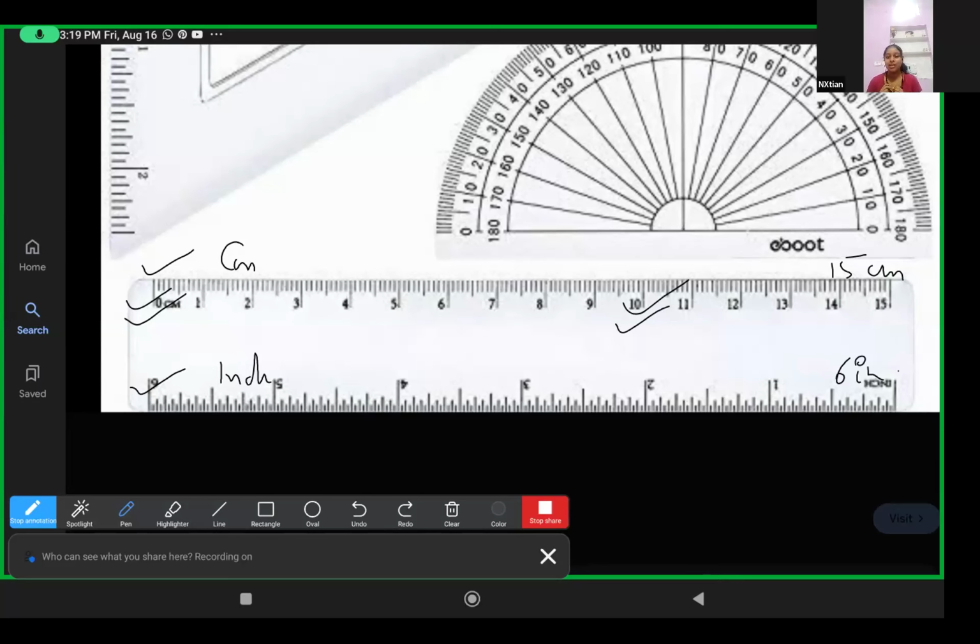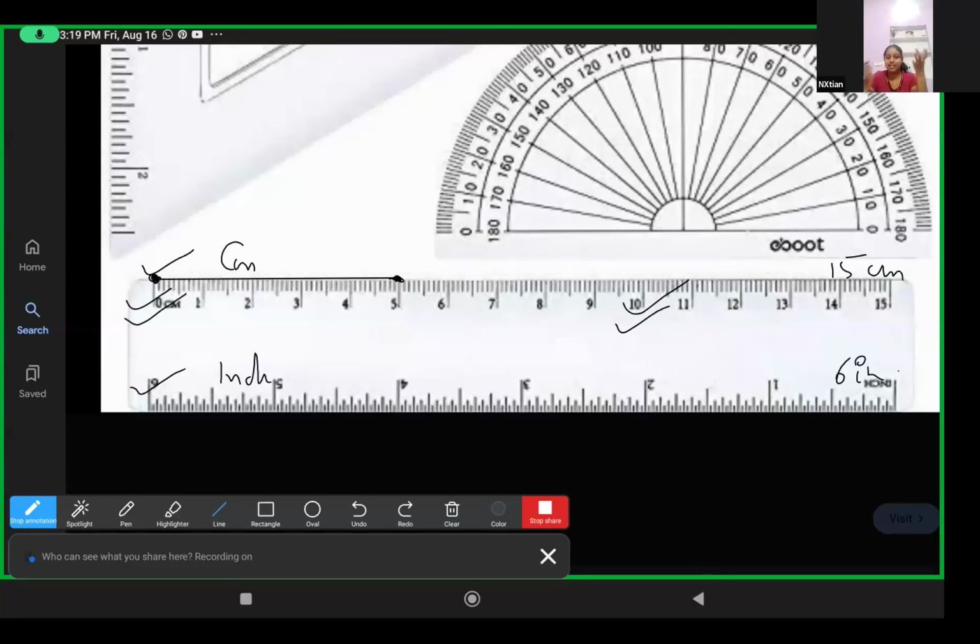Suppose I tell you, draw a line segment of 5 centimeters. So how will you draw it? You will take the scale from here. You will mark this point. Then you will mark this point here till 5. Then you join both the points to make a line segment of 5 centimeters. So it is used in that.